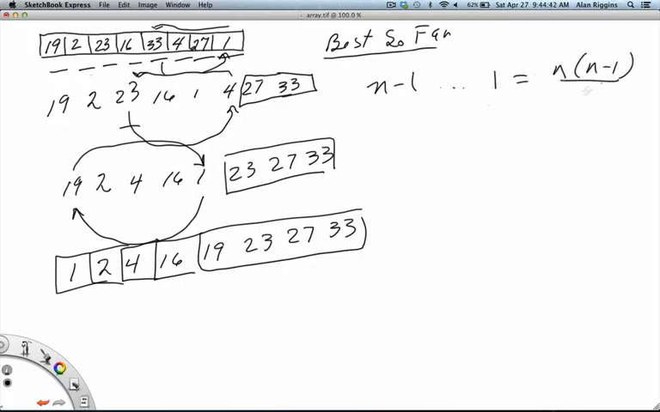So even though there are fewer swaps, the complexity is the same, and this algorithm is n squared. So if we can find a way to avoid examining every single element in the unsorted part of the array every time, we will gain more efficiency. And so that's the next algorithm we want to look at.